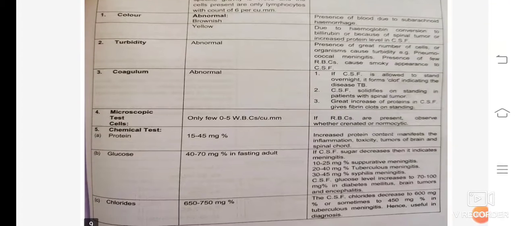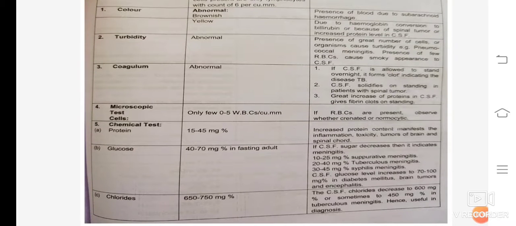Turbidity will show abnormal. The presence of a great number of cells or organisms causes turbidity. An example is pneumococcal meningitis.